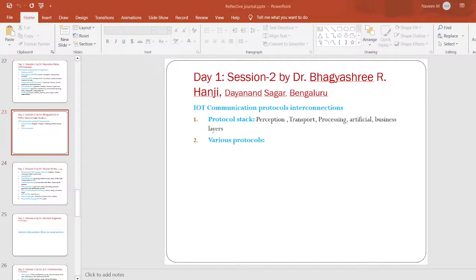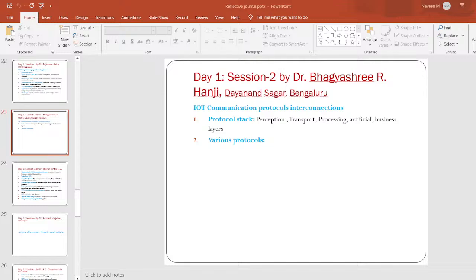Then she talked about various protocols, starting from Bluetooth, Zigbee, and then we have WAN, LoRaWAN, right? Then I think she displayed the protocol stack of each and every protocol, right?